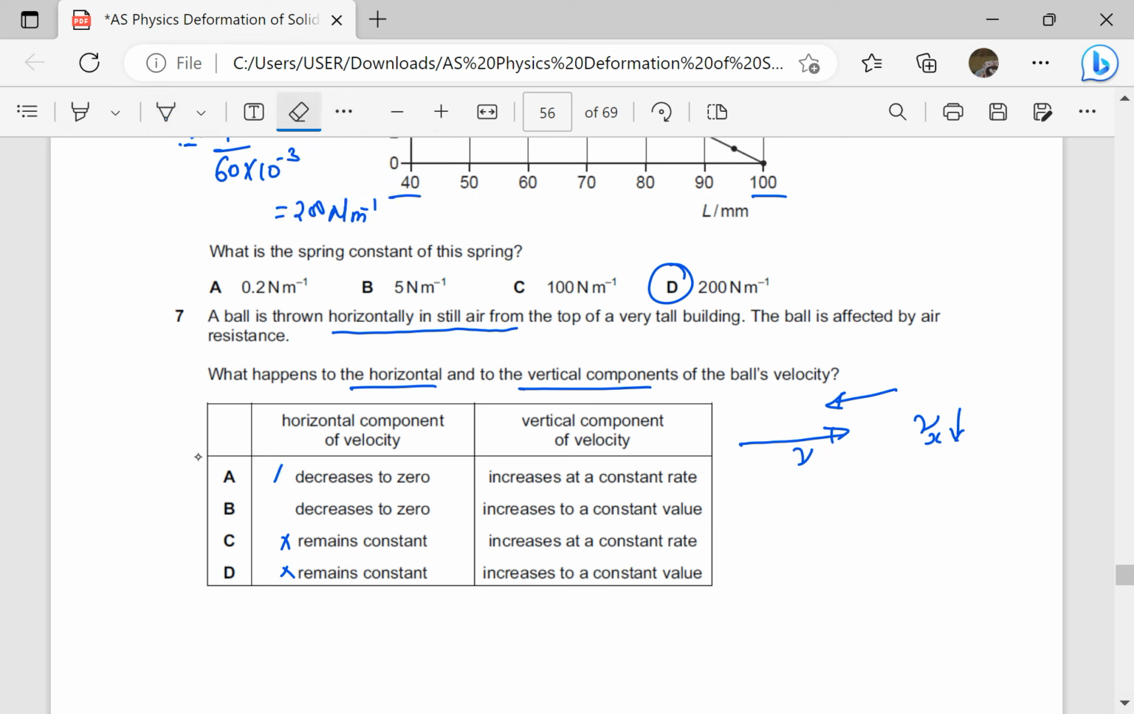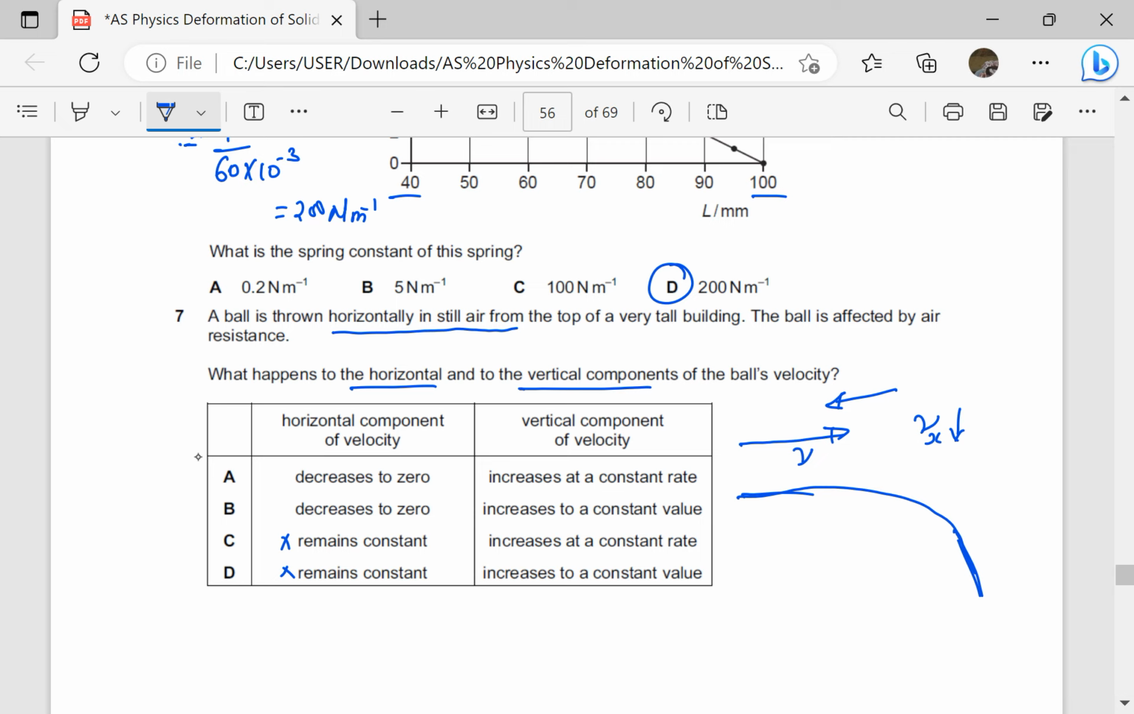If there is air resistance, which acts in the horizontal, then of course, as it is falling due to gravity, it is going to be falling downwards, following a parabolic path. The velocity in the horizontal decreases. And how about the velocity in the vertical? Because the ball is affected by air resistance, the velocity in the vertical is going to be affected. Of course, it is going to be increasing.